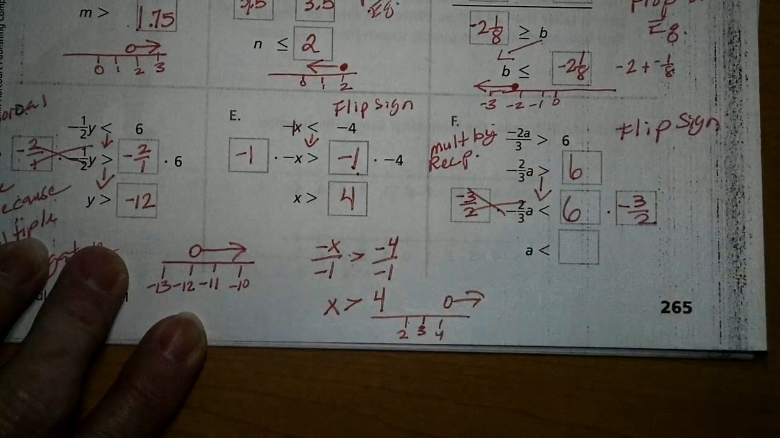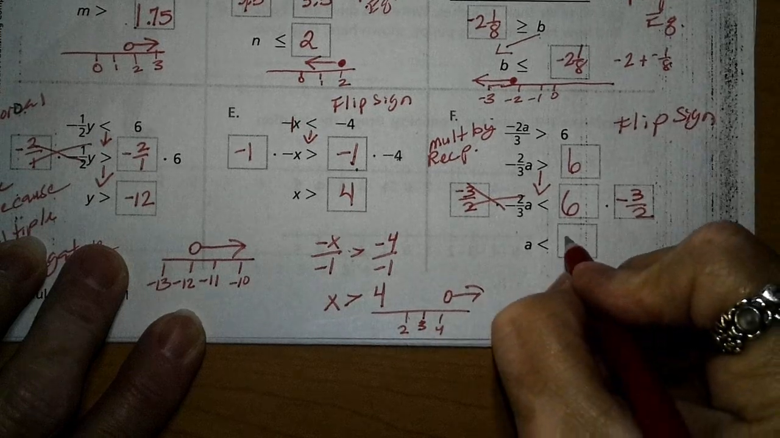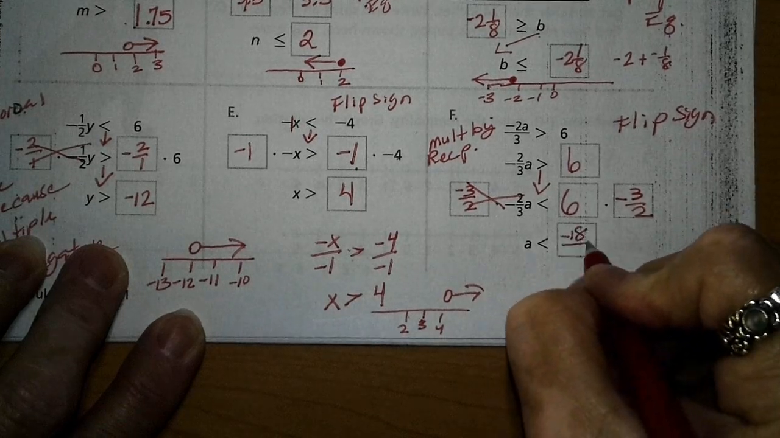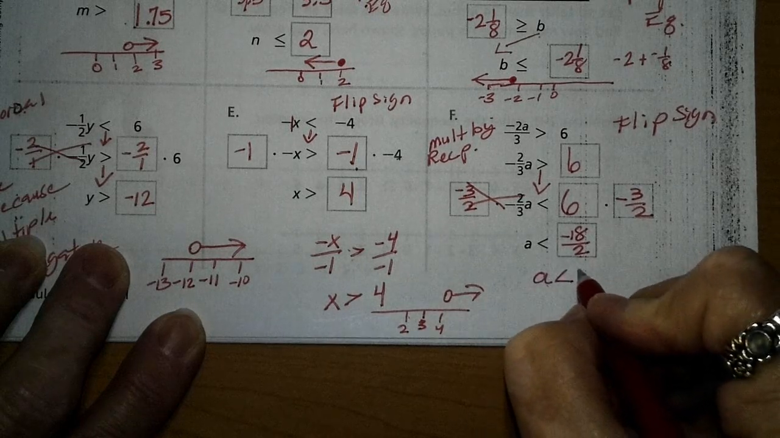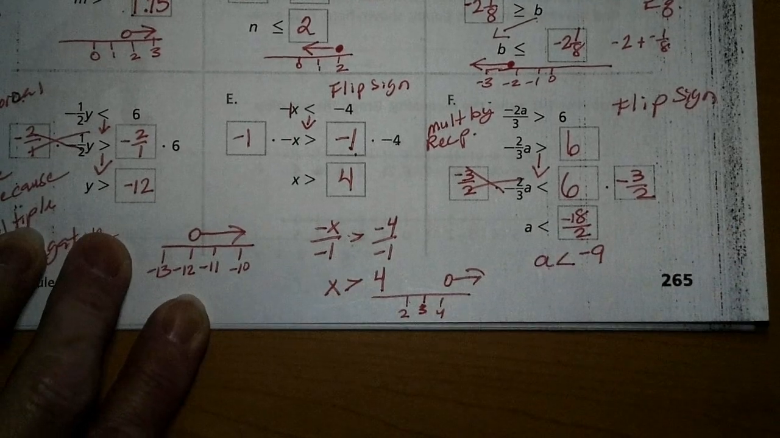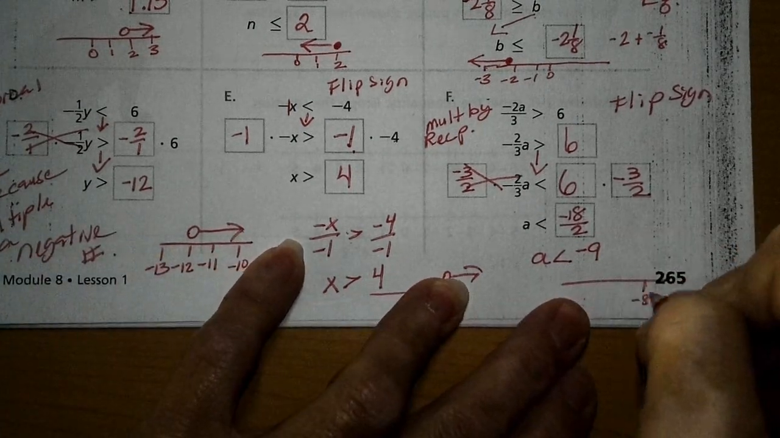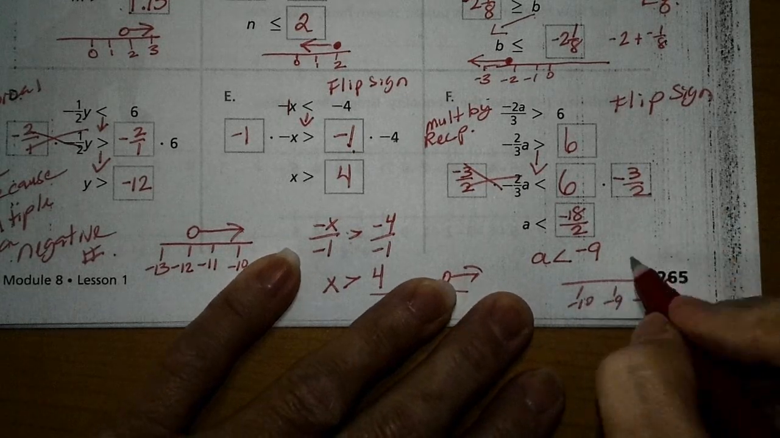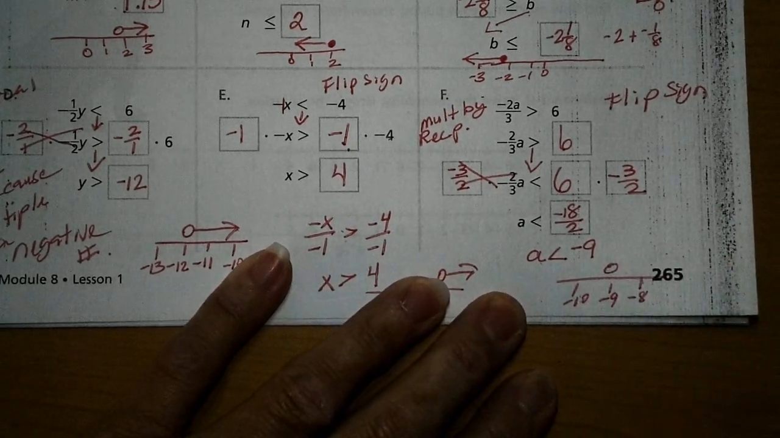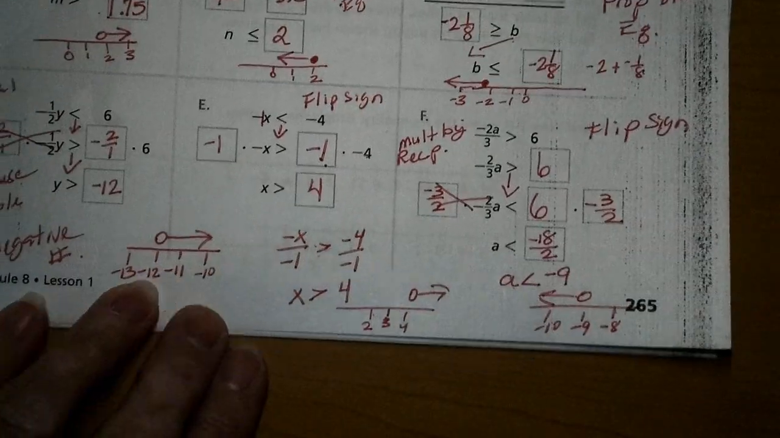This goes away. And then 6 times 3 is negative 18 divided by 2. So A is less than negative 9. So if we were going to graph it, it would be an open circle, and it is less than, so it would go in that direction.